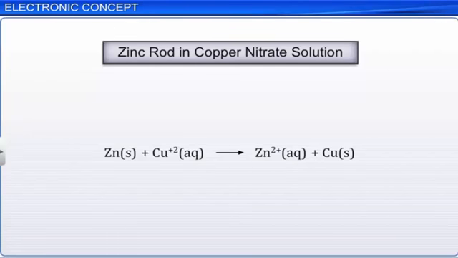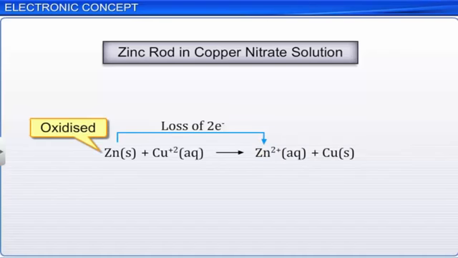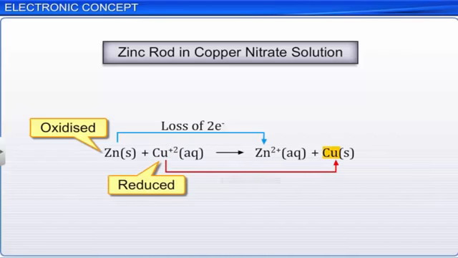In the reaction, zinc lost electrons to form Zn2+ ions. Therefore, zinc was oxidized. Simultaneously, Cu2+ ion was reduced to metallic copper as it gained electrons from zinc. Thus, we can conclude that zinc releases electrons to copper.